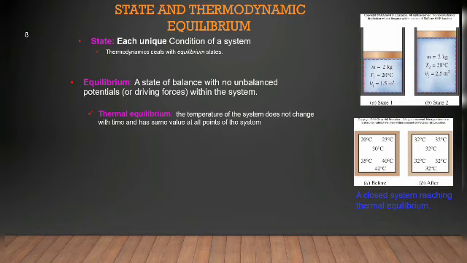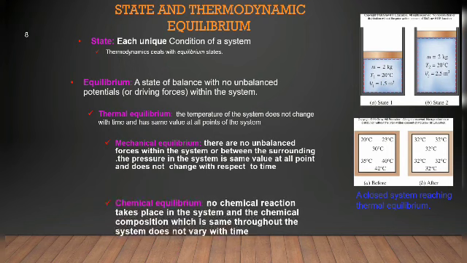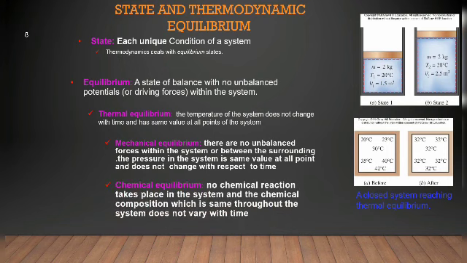First one is the thermal equilibrium. The temperature of the system does not change with time and has the same value at all points of the system. Next one is the mechanical equilibrium. There are no unbalanced forces within the system or between the system and the surroundings. The pressure in the system is the same value at all points and does not change with respect to time. Chemical equilibrium: no chemical reaction takes place in the system and the chemical composition, which is the same throughout the system, does not vary with time.